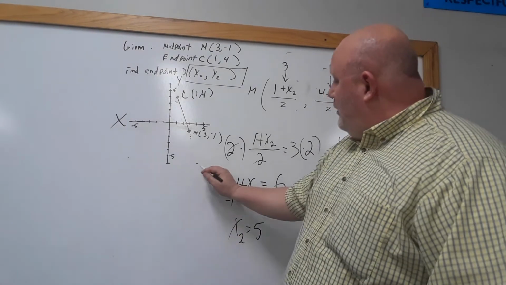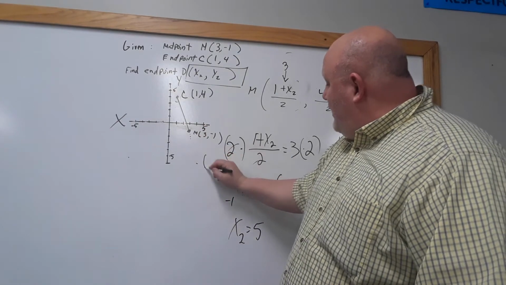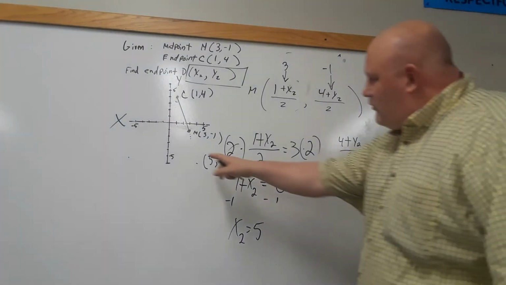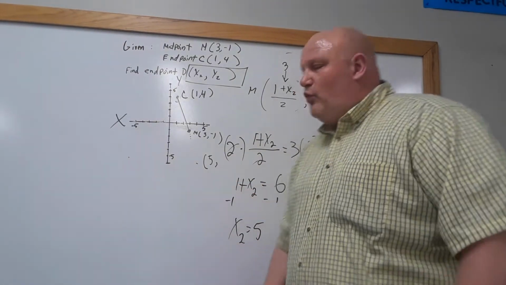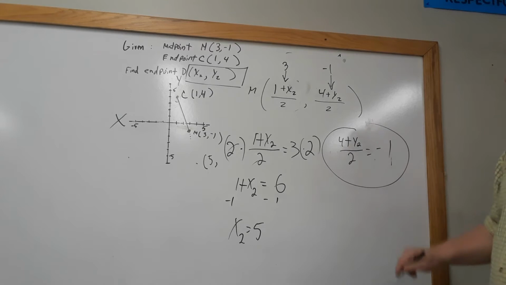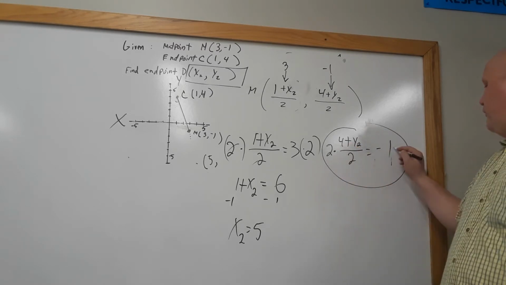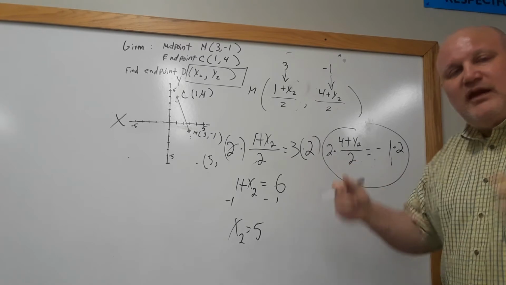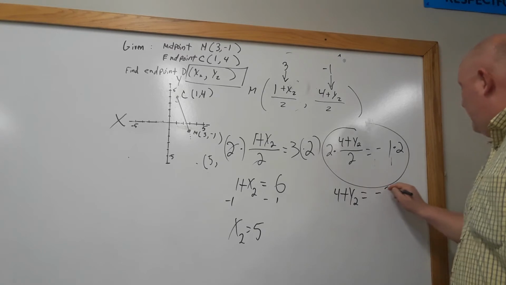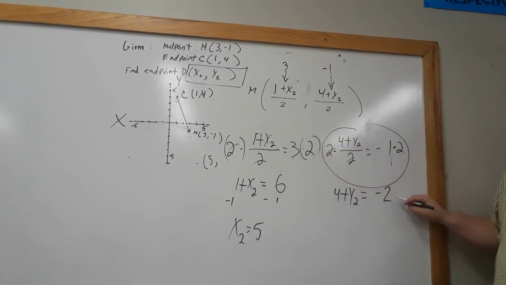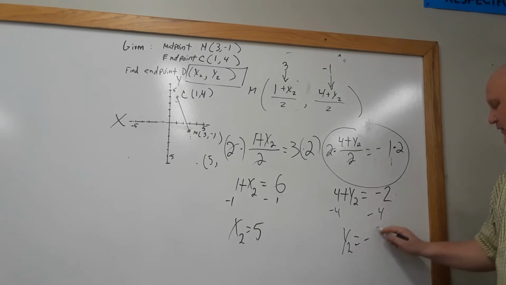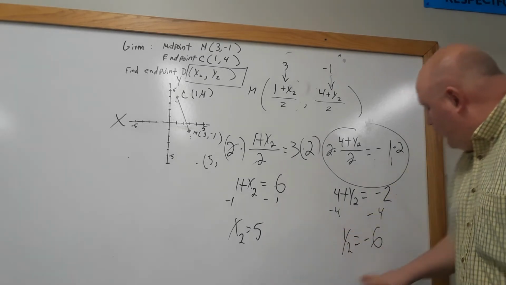So I actually know down here, I'm going to be going to the right 5. That's one of my points. 5 comma what though? How far down? If we're doing this right, it's going to be negative something. So now we're going to find the other one. We're going to work with this equation. Again, multiply both sides by 2. Oh, this is nice. So 4 + y2 equals -2. Those will cancel. Subtract 4, y2 equals -6. So that's the endpoint coordinates.